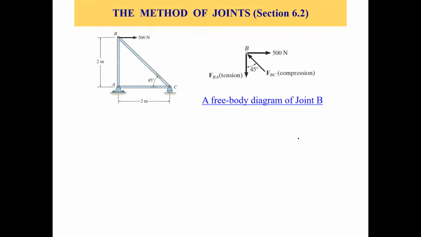Now, there are 2 methods which we are going to cover to do the force analysis of the truss. The first one is the method of joints, and the second one is the method of sections. So first, let's go over the method of joints. What is the method of joints? How do we use it? This is section 6.2 of your book. So let's go over it. Okay, so let's say that we have this triangular truss with 3 joints and 3 members.